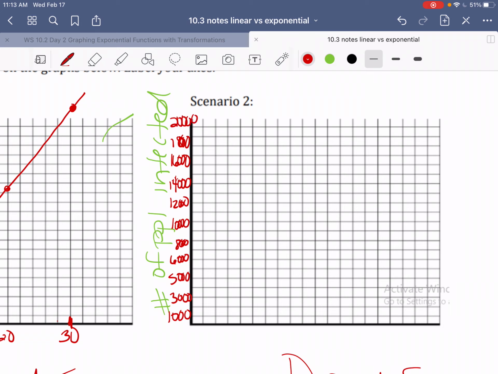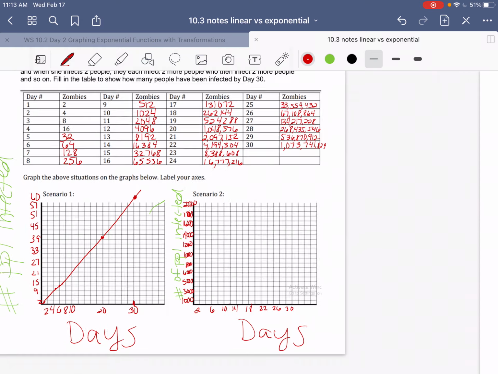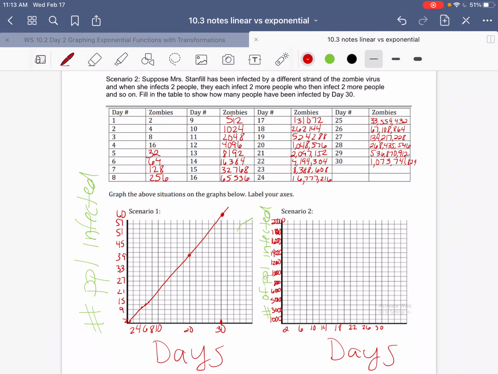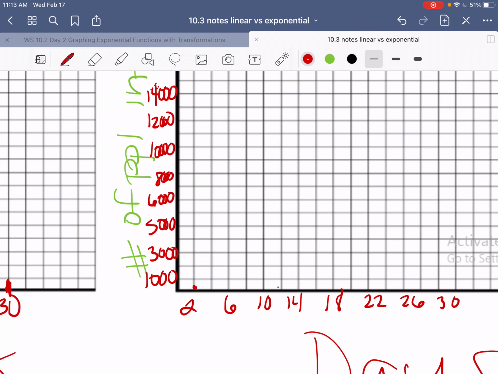So on this one, even if I write out my days, so I have 2 days, 6, 8, that's 10, that's 14. So let's just take it to, oops, I did that wrong. That'll be at 22, 26, and then 30. So I'm not even going to get to 30 because those numbers grew so fast. But when we were at day 2, we only had infected 4 people, so clearly that's so low down here. It doesn't even really register.